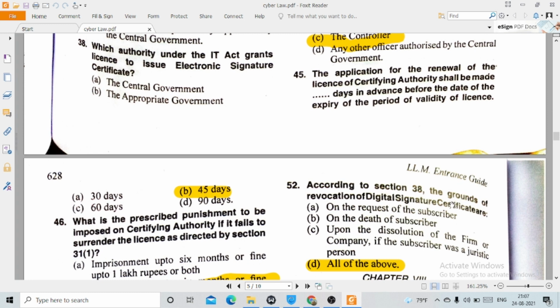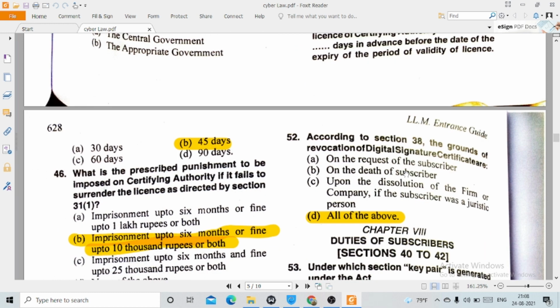46. What is the prescribed punishment to be imposed on a certifying authority if it fails to surrender the license as directed by section? This is not 31, by mistake it has been printed here as 31, but this is 33(1). So this is actually, who has been granted the license, if he fails to surrender the same, then in that situation imprisonment up to 6 months or fine up to 10,000 rupees or both.